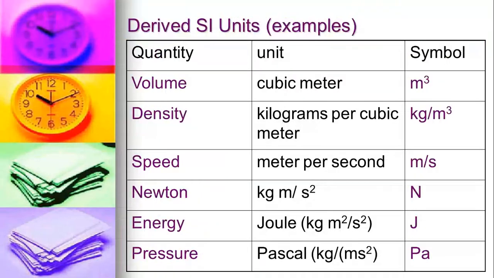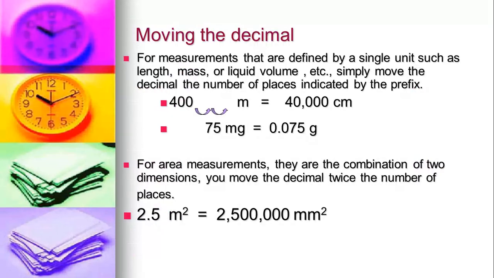The derived international system units examples, we have a volume, or in terms of unit, this is cubic meter. For the density, we have the kilograms per cubic meter. For the speed, meter per second. For Newton, kilogram meter per second squared, or simply Newton, or letter N. The energy is joule, kilogram meter squared over second squared. Pressure is Pascal, and that is equals to kilogram over meter second squared. So, kapag mag-convert tayo, we move the decimal.